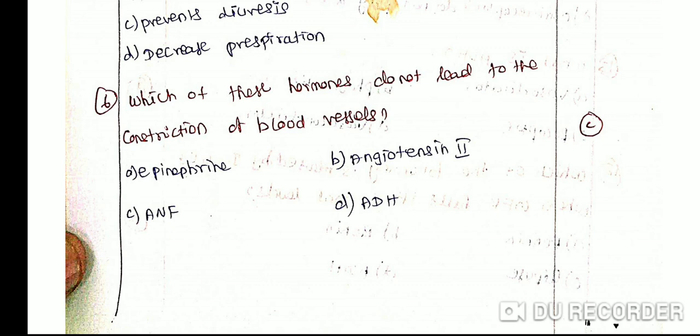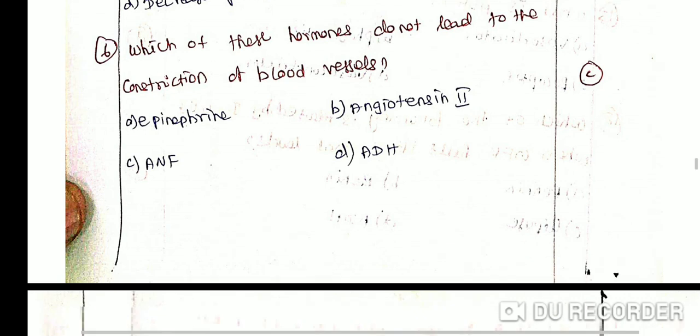atrial natriuretic factor. The explanation: epinephrine is released from the adrenal medulla. ADH or vasopressin, which is released from the posterior pituitary gland, and angiotensin 2 lead to the constriction of the blood vessels. They are vasoconstrictors.